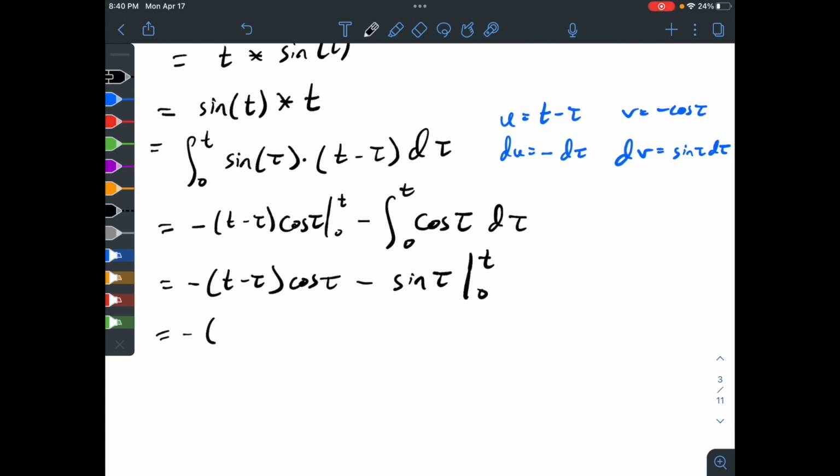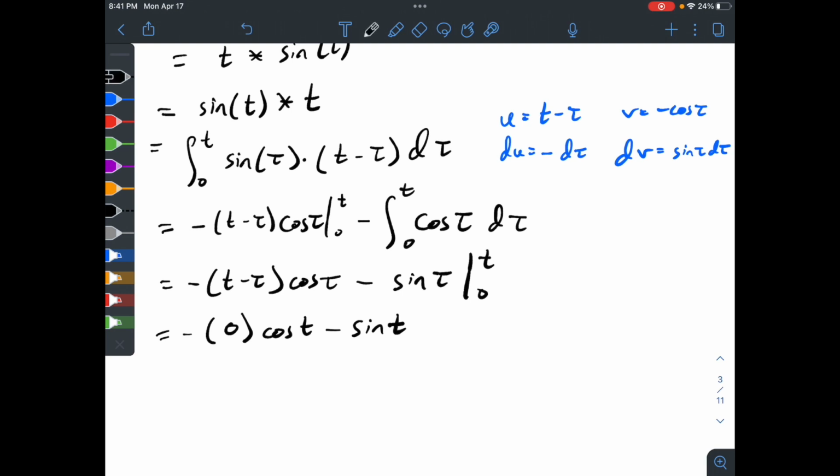So plugging in t's, we get t minus t is 0, and then minus sine, sorry, those should be t's. Getting too excited. Yeah, t minus t times cosine of t minus sine of t. That's what we get when we plug in t's.